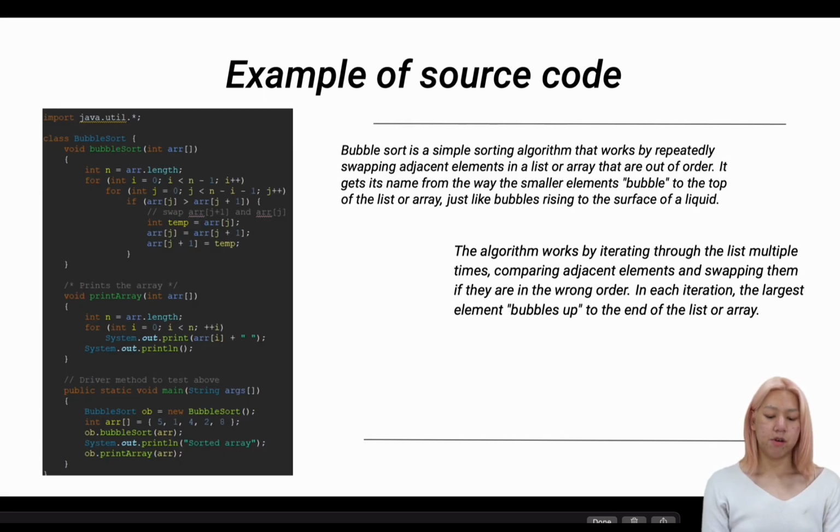Bubble sort is a simple sorting algorithm that works by repeatedly swapping adjacent elements in a list or array that are out of order. It gets its name from the way the smaller elements bubble to the top of the list or array, just like bubbles rising to the surface of a liquid. The algorithm works by iterating through the list multiple times, comparing adjacent elements and swapping them if they are in the wrong order. In each iteration, the largest element bubbles up to the end of the list or array.